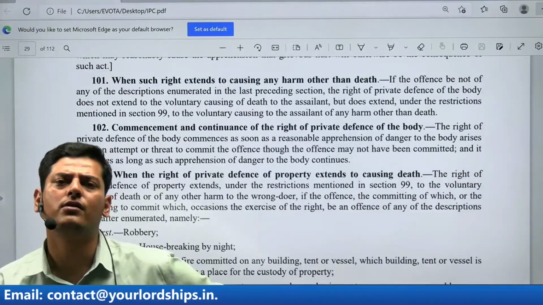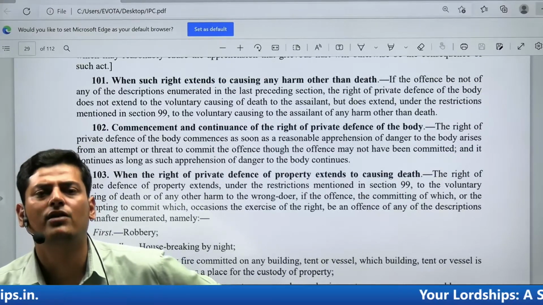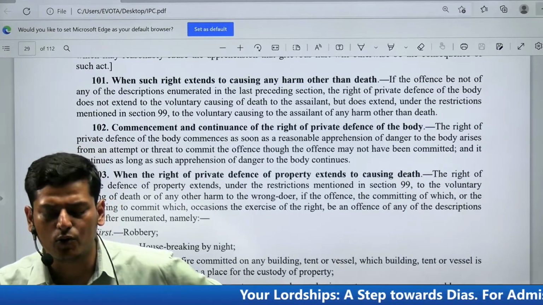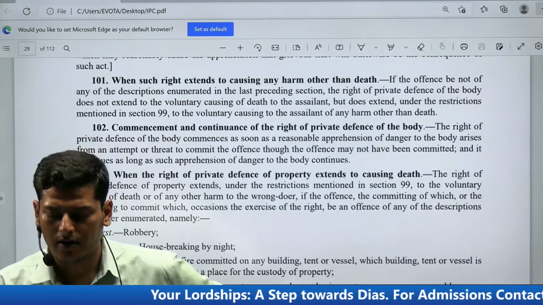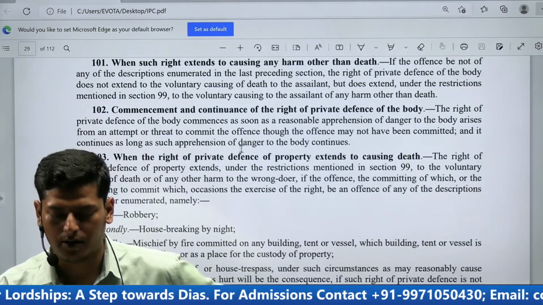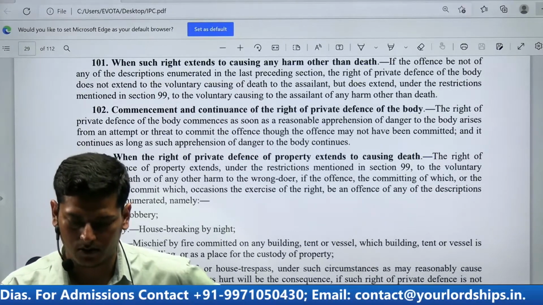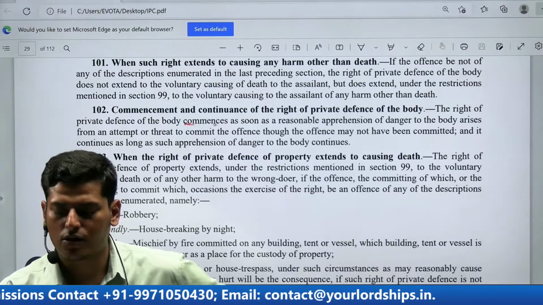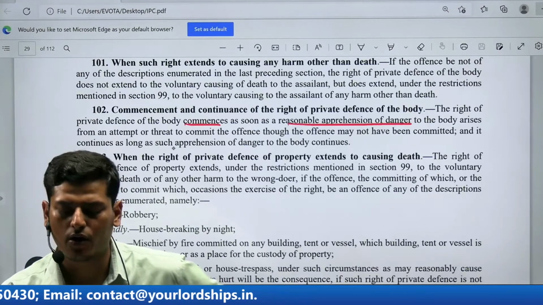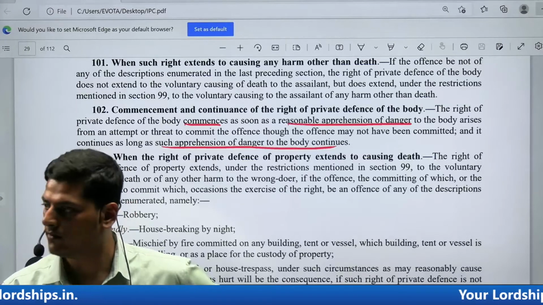Commencement and continuance. So whenever the apprehension of danger arises, apprehension of danger against whom? Against the body arises, the right commences and it continues until such apprehension of danger is continuing. Okay, so this is being given under section 102. यहां पे आप देख लो. Commences as soon as the reasonable apprehension of danger to the body arises, and it continues as long as such apprehension of danger of the body continues. Okay, so this is there.